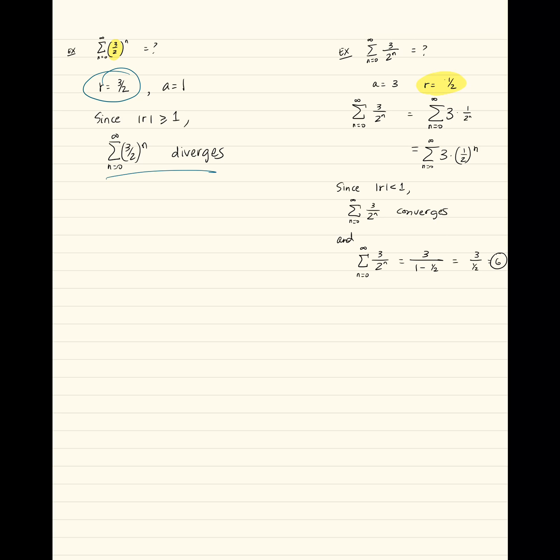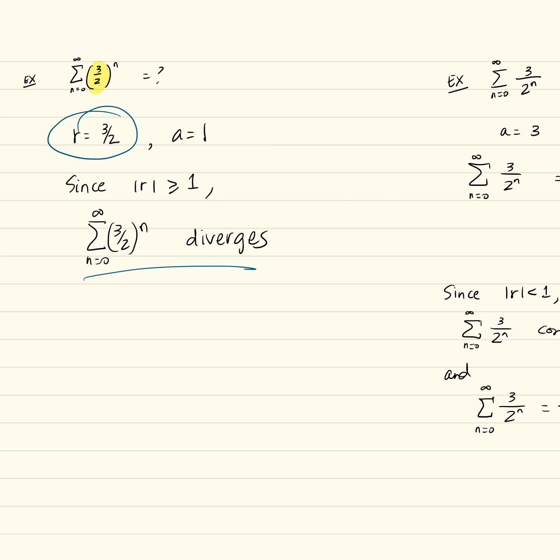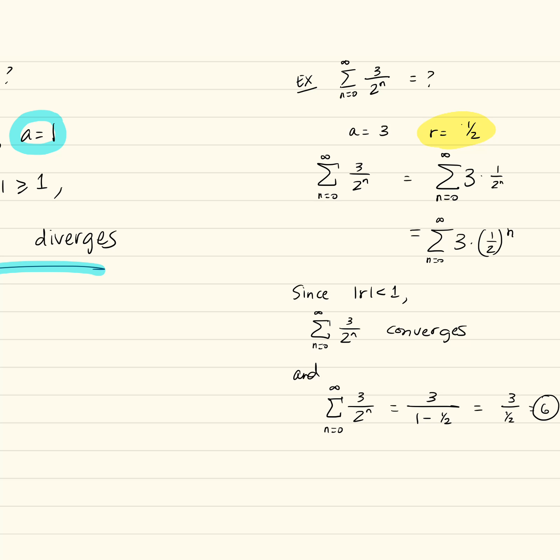So let's look at a couple of examples. The first example here is pretty straightforward because looking at it, we can tell right off the bat that a is equal to 1 and r is equal to 3/2. The geometric series test tells us if the absolute value of r is bigger than or equal to 1, the series diverges. So our conclusion is that our series diverges.